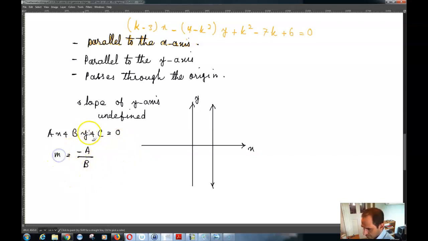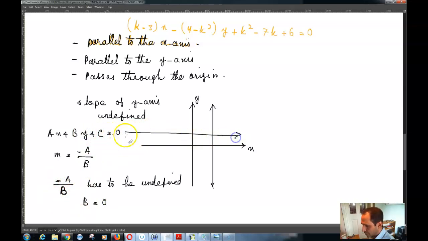Now, if this line has to be parallel to the y-axis, basically the slope of the line has to be the slope of the y-axis, which is undefined, meaning that negative a by b has to be undefined. And what undefined means is that you're basically dividing by 0. And so what that means is that your b has to be equal to 0. Now, if b is equal to 0 in this equation, you get ax plus c is equal to 0, or ax is equal to negative c, or x is equal to negative c by a.